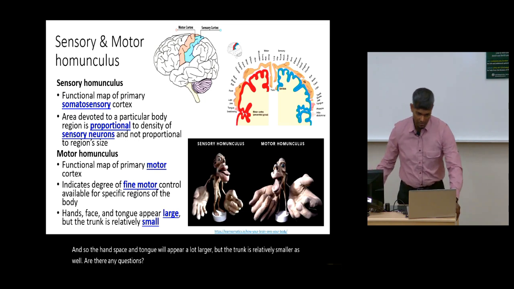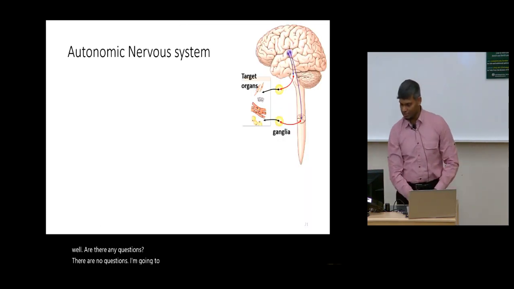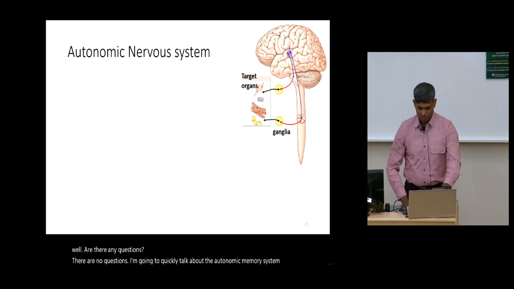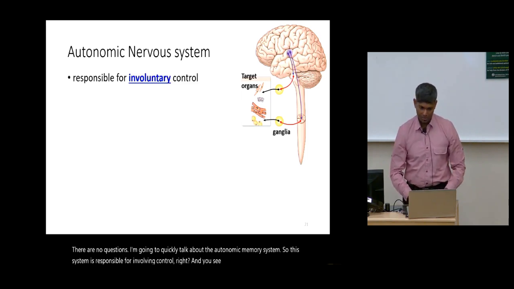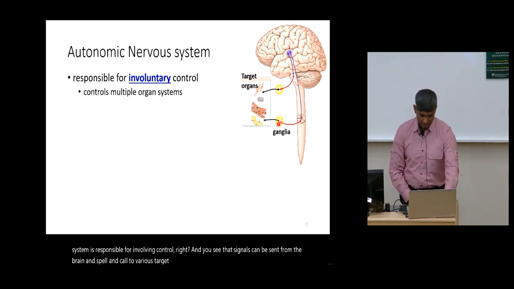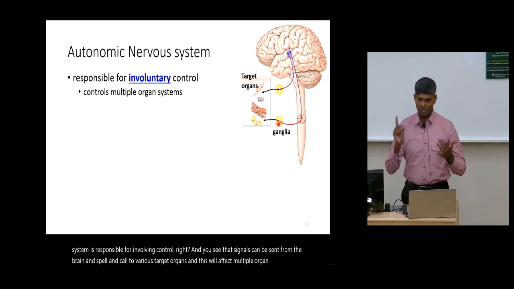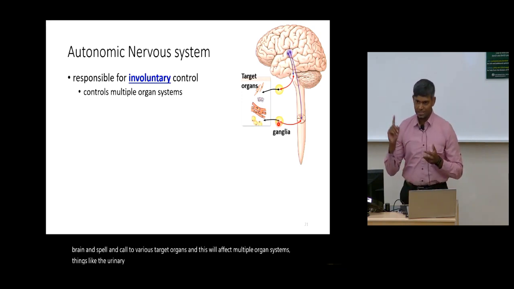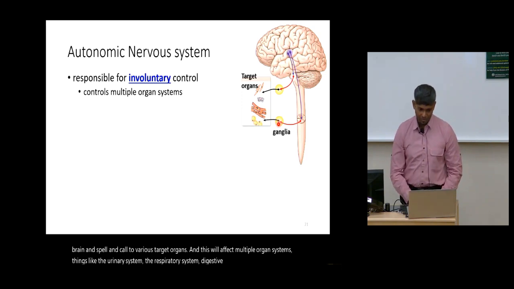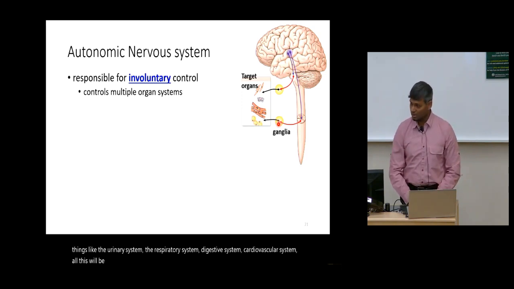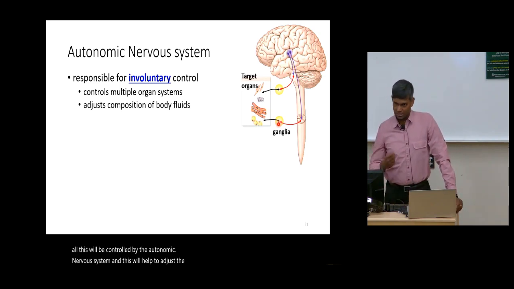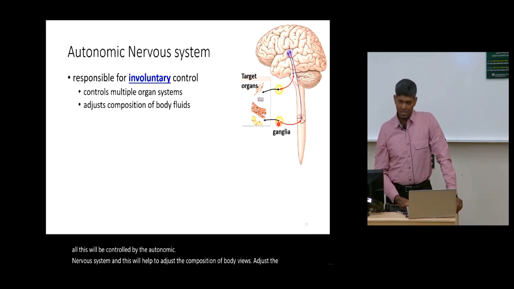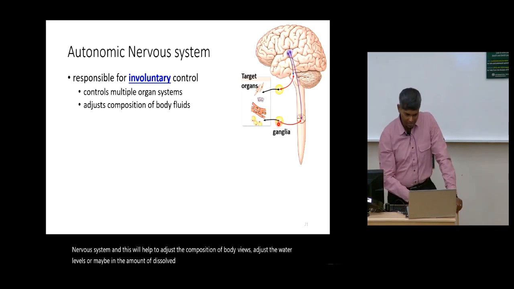If there are no questions, I'm going to quickly talk about the autonomic nervous system. So this system is responsible for involuntary control, right? And we see that signals can be sent from the brain and spinal cord to various target organs, and this will affect multiple organ systems. Things like the urinary system, the respiratory system, digestive system, cardiovascular system, all this will be controlled by the autonomic nervous system. And this will help to adjust the composition of body fluids, such as the water levels or maybe the amount of dissolved gases, electrolytes, and so on.